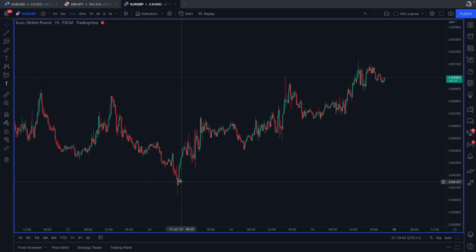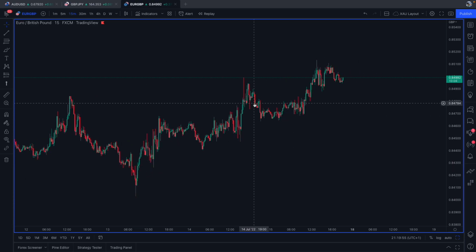So all we need to do is look within this impulsive wave and try and find areas that have been left unmitigated for price to come down to, tap into, and then we can look to get in on the next wave that takes us higher. If not, it would just be a case of waiting for an opportunity to present itself.